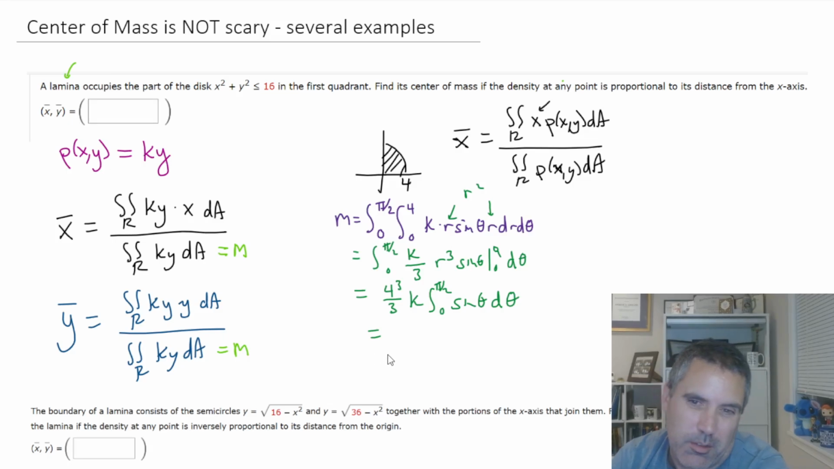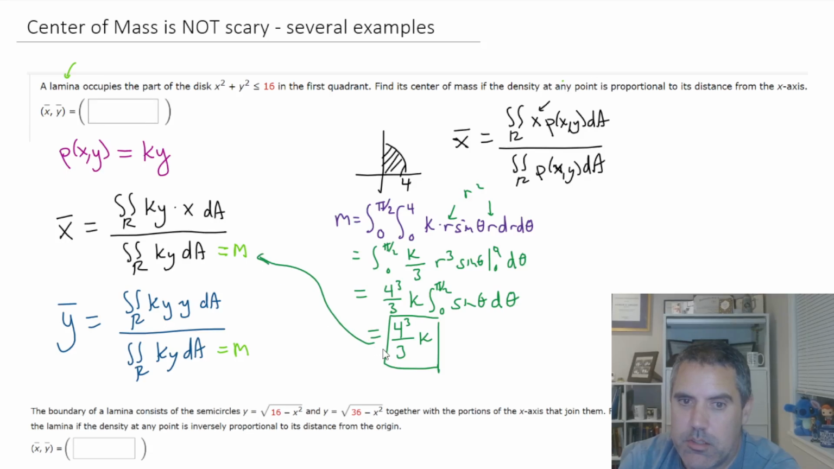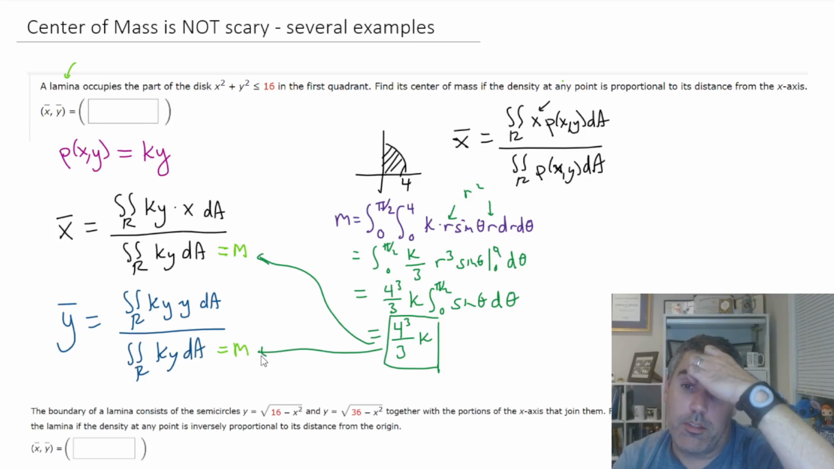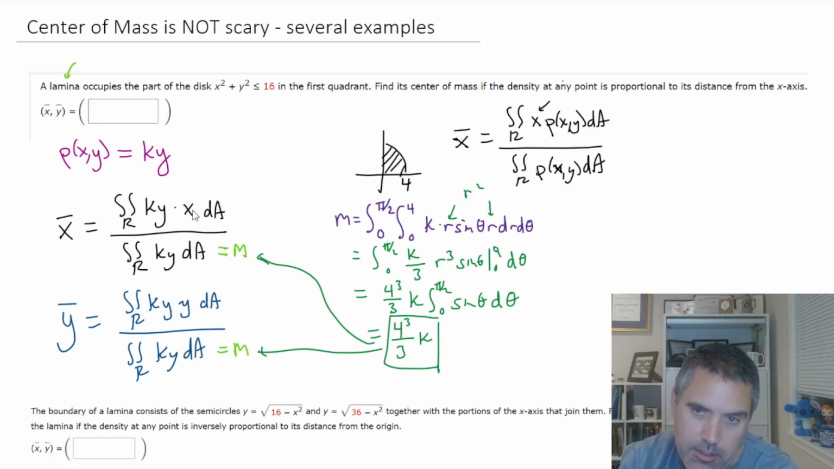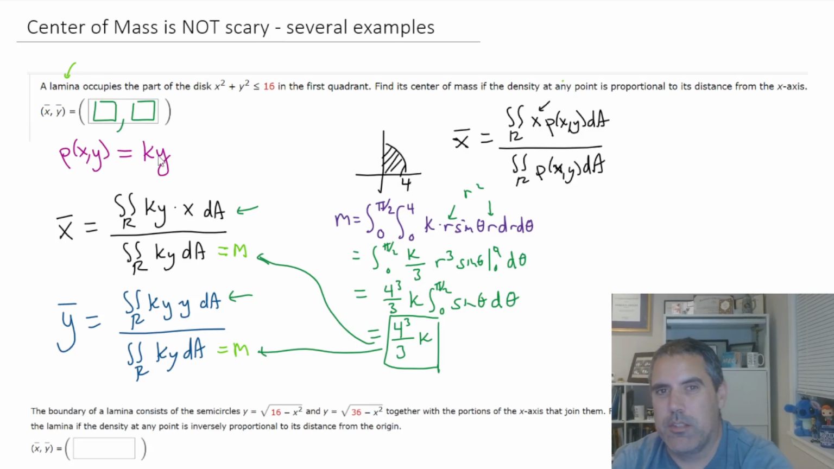So that's going to be negative cosine. I think you end up getting 4 to the third over 3k. That's what you're going to put in these spots. Then you're going to compute the other things. So what if there's an x in there? That's going to change this. So you're going to compute these 3 numbers. I computed one of them for you. And then you're going to divide, and that's going to be your center of mass. So yes, it's some computation, but it's not scary to set up.